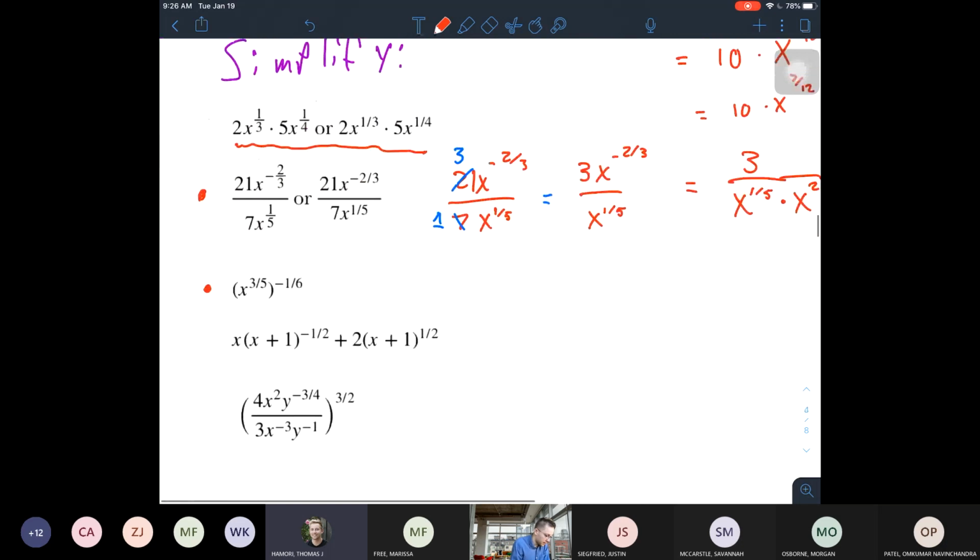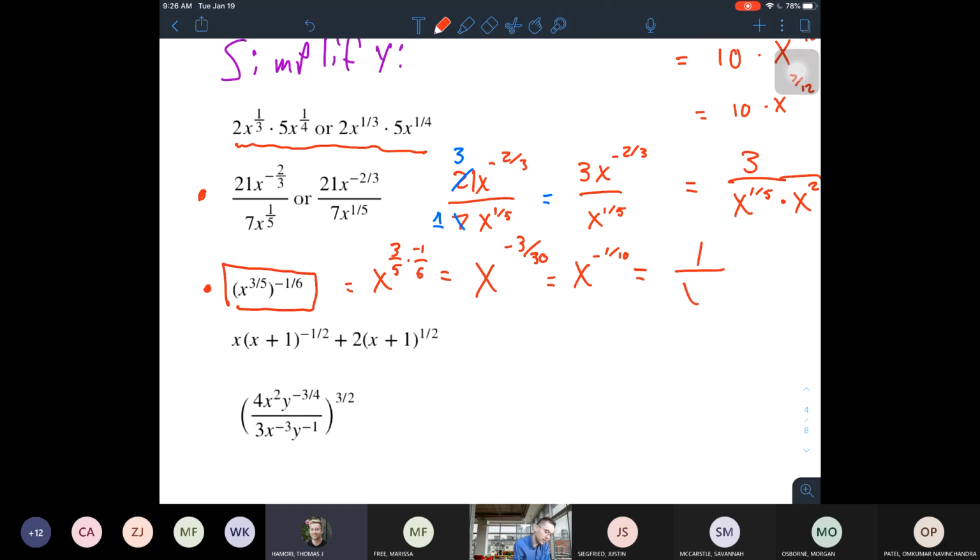Let's try this second one here. Well, if I've got x to a power, I should take those powers and multiply them. So this should become x to the power 3/5 times negative 1 over 6, which is x to the power negative 3 over 30, which is equal to x to the negative 1 over 10, which is equal to 1 over x to the power 1 over 10.